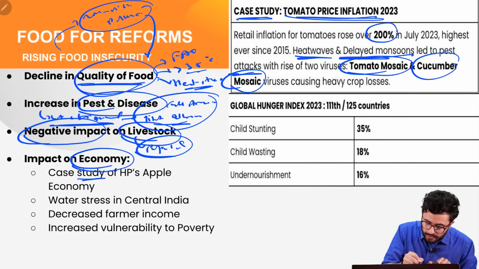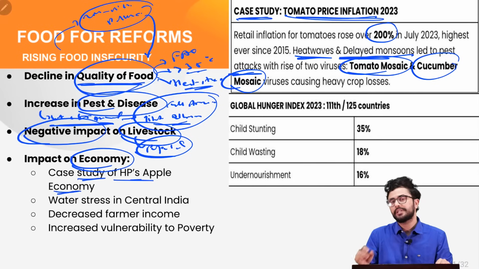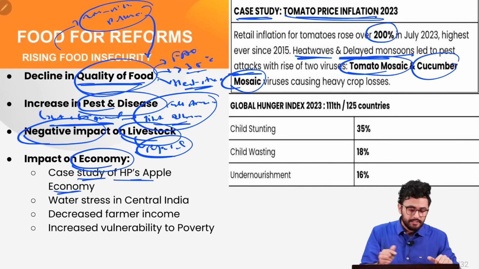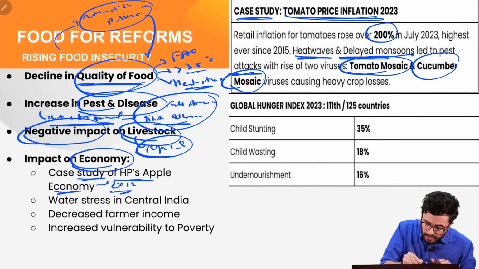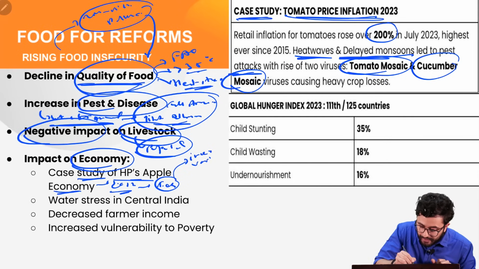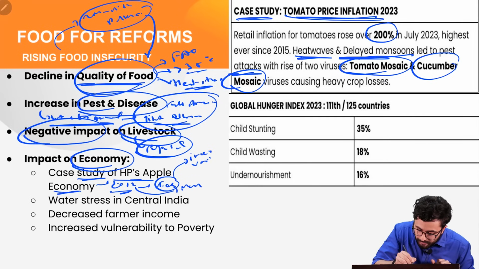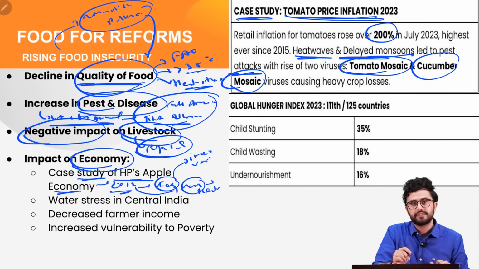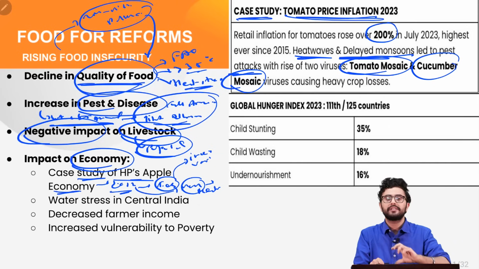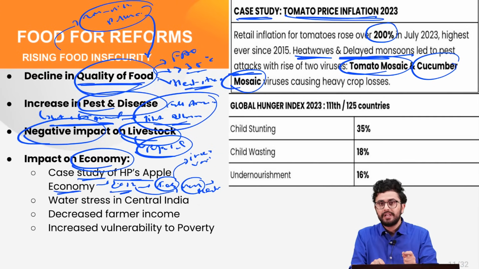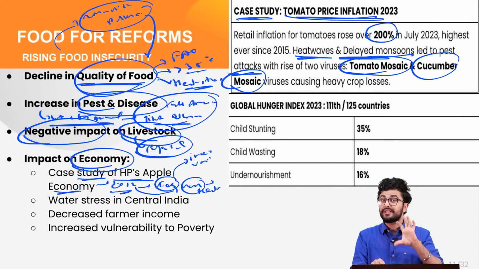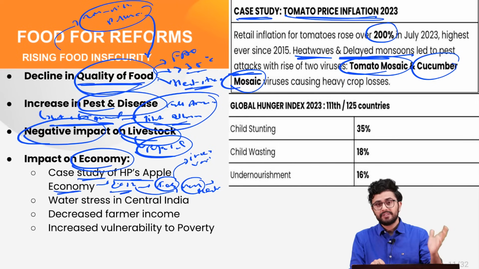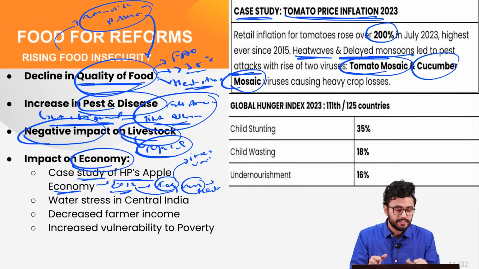we can take the example of the case study of Himachal Pradesh apple economy, where in 2023, in the month of February, there was incessant rainfall, and in the month of May, there was a dearth of rainfall as well as heat waves, which significantly impacted the production of the apple as well as led to a decline in the quality, and significantly impacted the traders involved, the people in the logistics, as well as most importantly the farmers.